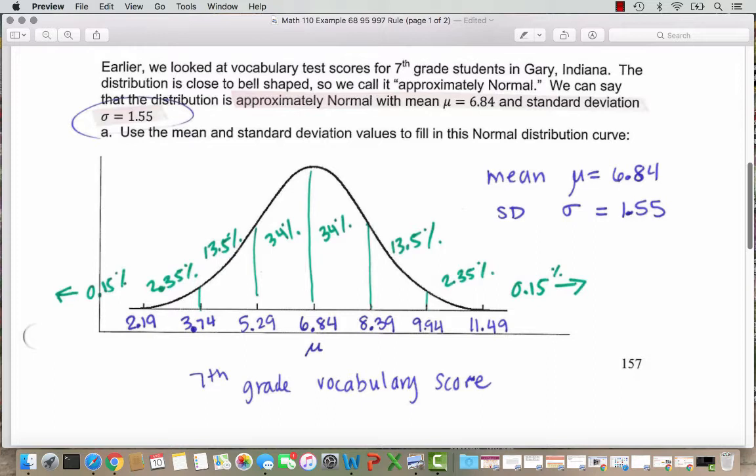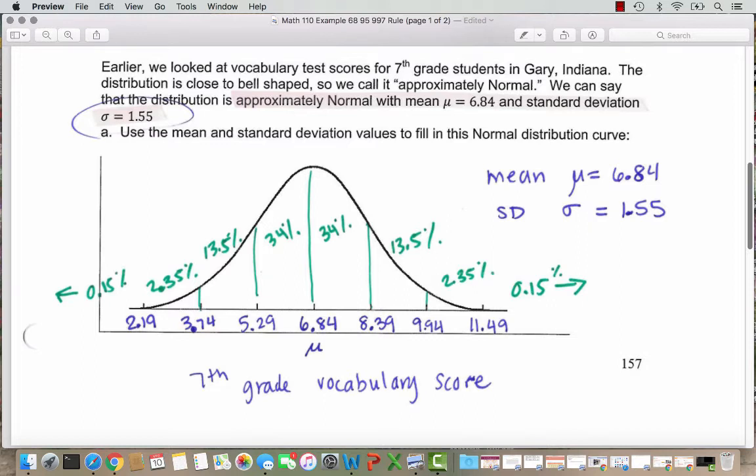Then to fill out the lower side of our distribution, we come back to the mean, which has the 6.84 vocabulary score, so just about 7th grade, which is where we expect a 7th grader to be. So we're not surprised that this is the center of our distribution. And then we would subtract 1.55 to get vocabulary score 5.29 at one standard deviation below the mean. If we subtract another standard deviation, we get 3.74.